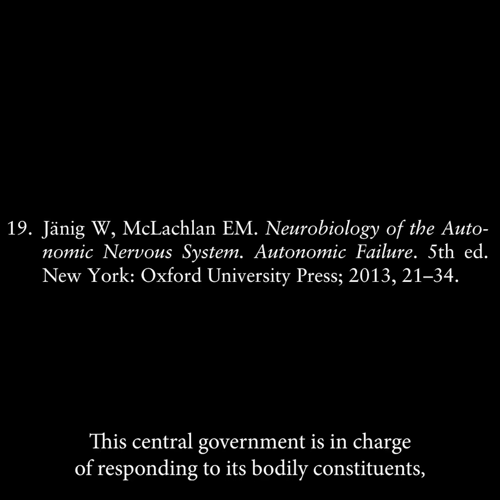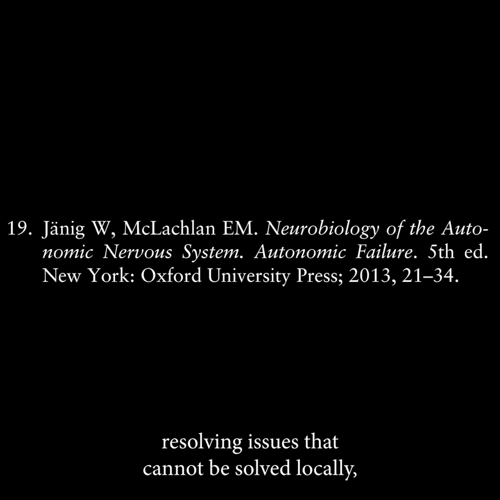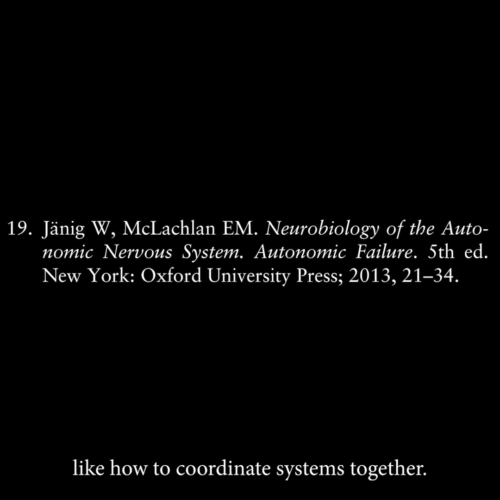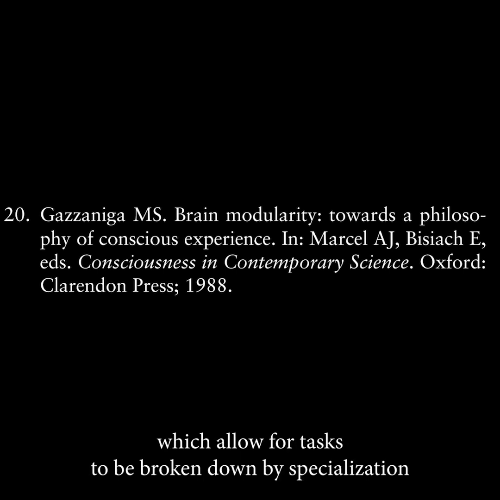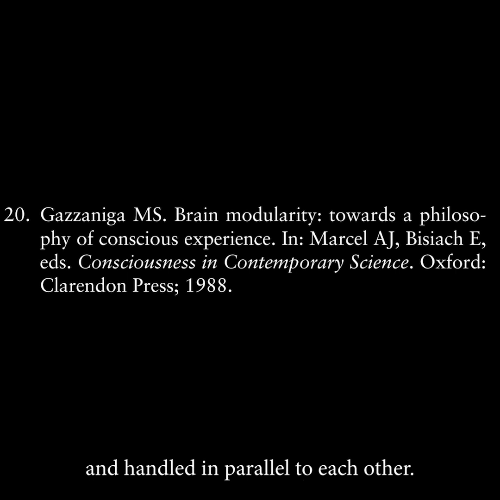The central government. Body neurons report to the brain, which is analogous to the central government of the society. This central government is in charge of responding to its bodily constituents, resolving issues that cannot be solved locally, like how to coordinate systems together. The central government is divided into departments and subdepartments, which allow for tasks to be broken down by specialization and handled in parallel to each other.